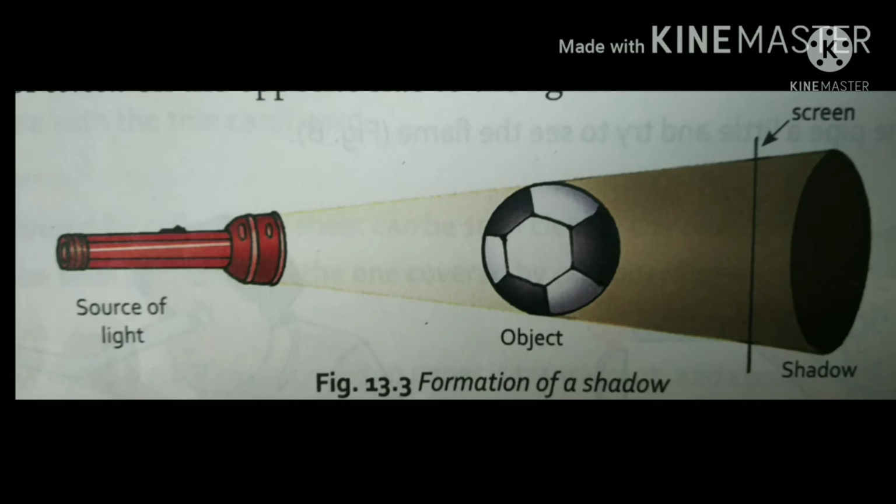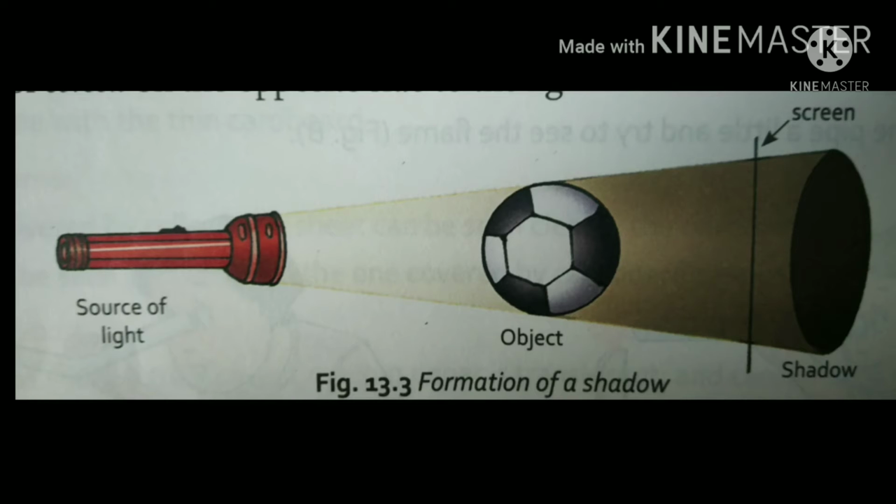Now see this picture. The torch is a source of light. Then second, the opaque object. Here the ball is the opaque object. Then next one, the screen. That is the surface. On the screen the shadow will be formed, behind the screen, on the opposite side of the light.